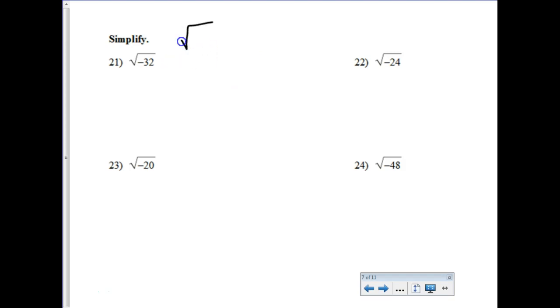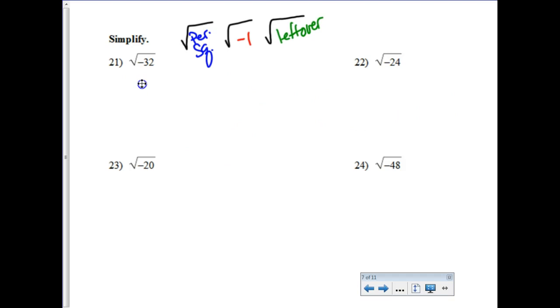So when you break this up, you're going to break it up into 3 radicals if necessary. You're going to put your perfect square first, you're going to put your negative 1 in the middle radical, and then your leftover, the part that doesn't reduce, at the end.